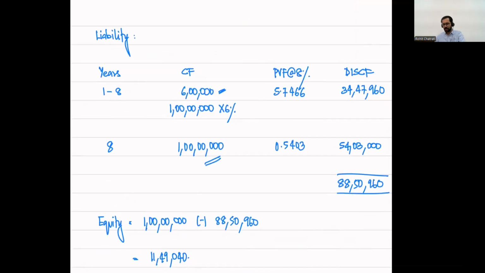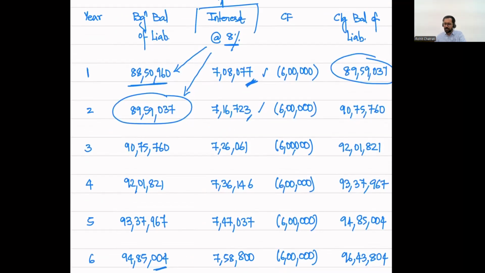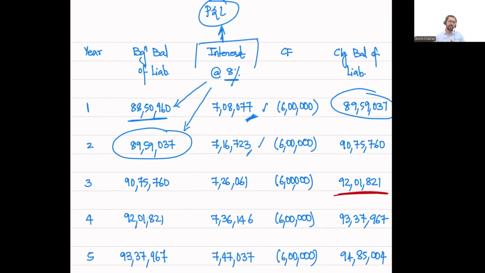So now if you take a look at it, the value of the liability in the books of accounts at the end of the third year after making the interest payment would be 92 lakh 1,821. Since the third year has passed, I would have recorded the interest expense of 7 lakh 26,000. And the question also mentioned that we have made the cash payment of 6 lakhs at the end of the third year. Therefore, the closing balance of the liability at the end of the third year is 92 lakh 1,821. The question is asking what would be the journal entry if the investors choose to convert this bond into equity at the end of the third year.